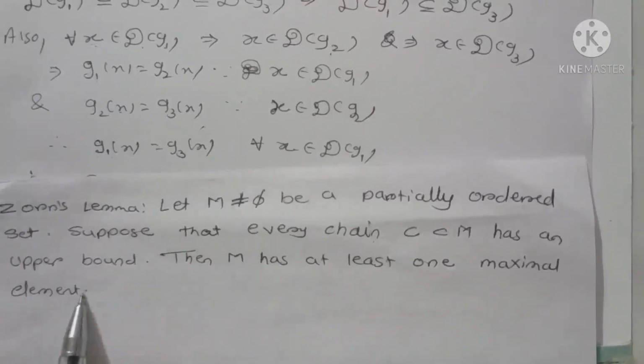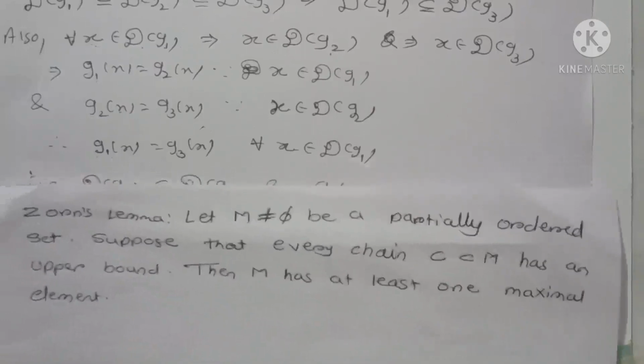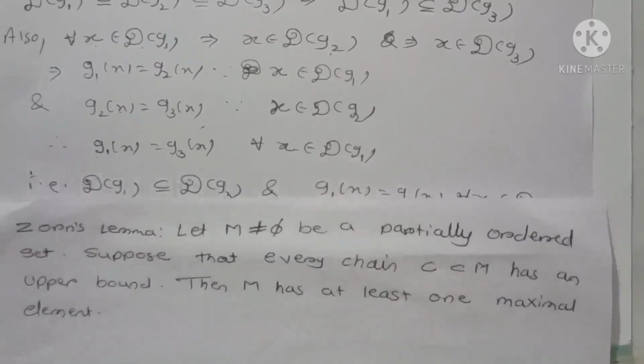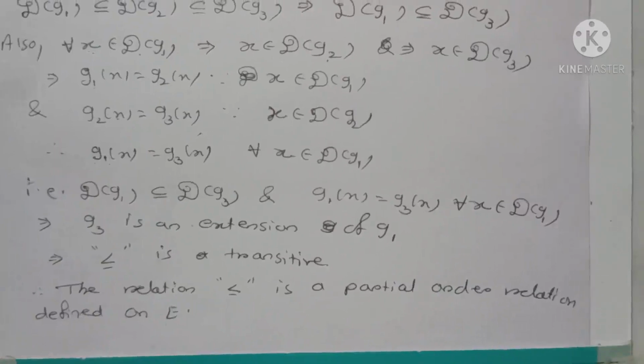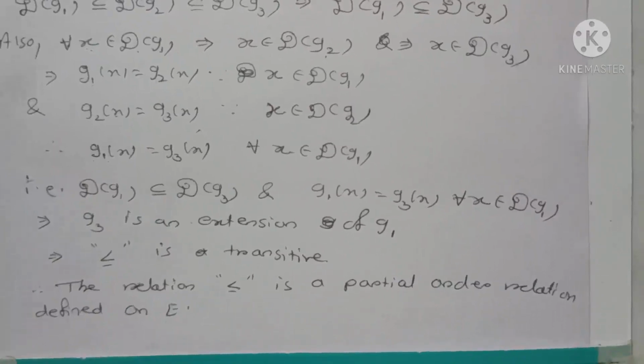Here we have to find the maximal element of capital E. That is, we have to prove in the first part that capital E has the maximal element. To get that maximal element, we use Zorn's lemma, and according to Zorn's lemma, we require capital E to be a partially ordered set, and we prove that here capital E is a partially ordered set.